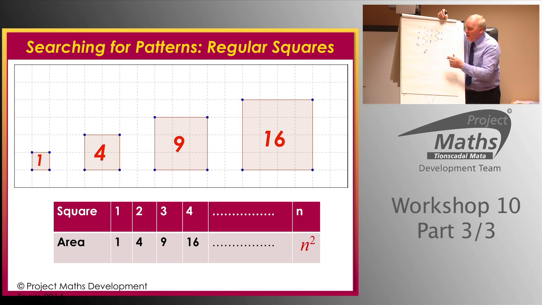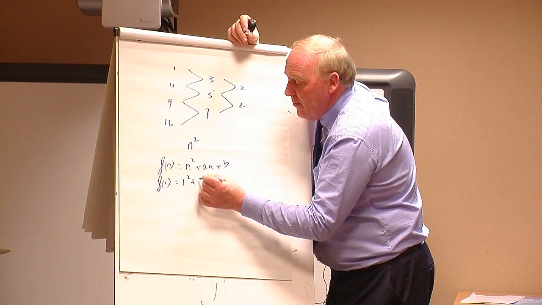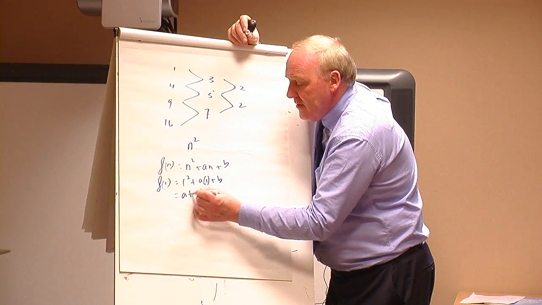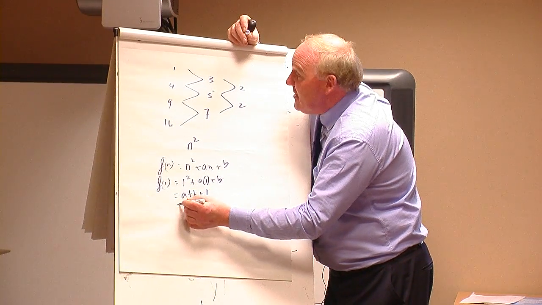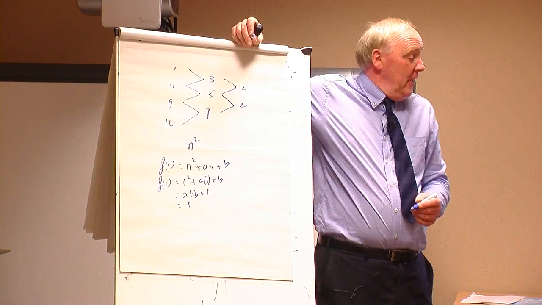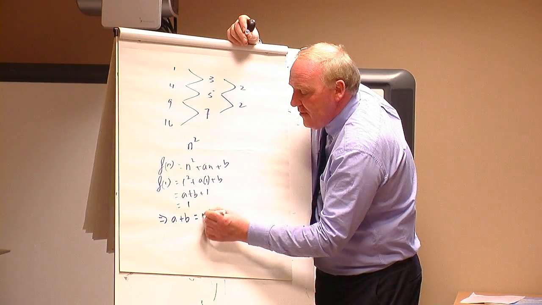And then if you want to, say f of n is equal to n squared plus an plus b. We don't know what values they have yet. If you take f of 1 is equal to 1 squared plus a times 1 plus b, which is a plus b plus 1, and that's equal to 1, isn't it again? Yeah, so that implies a plus b is equal to 0.